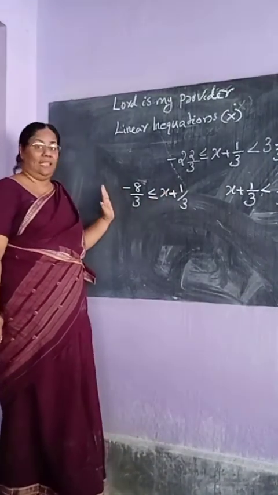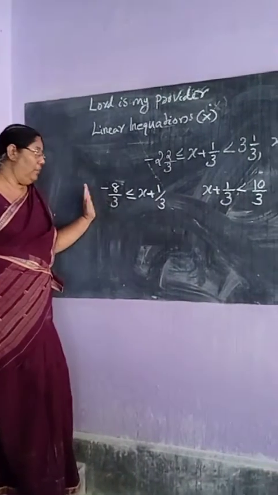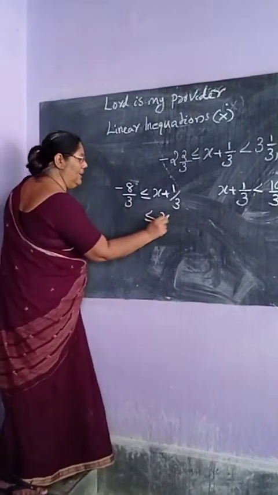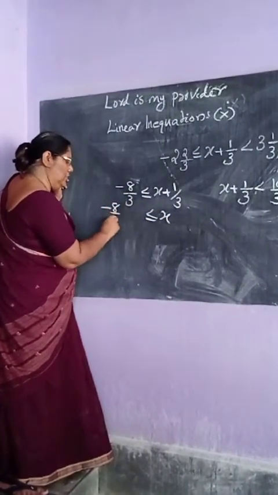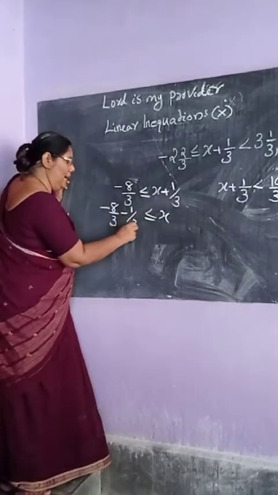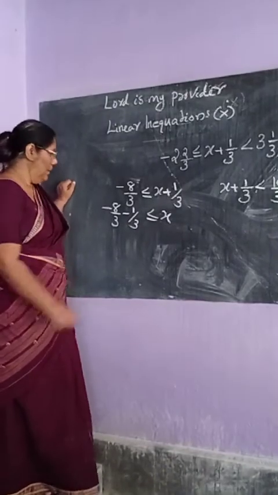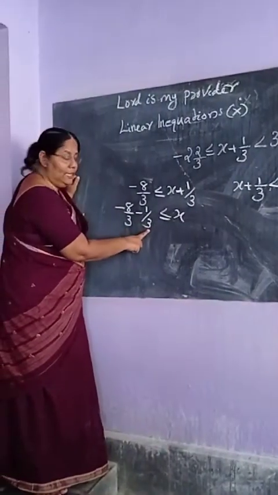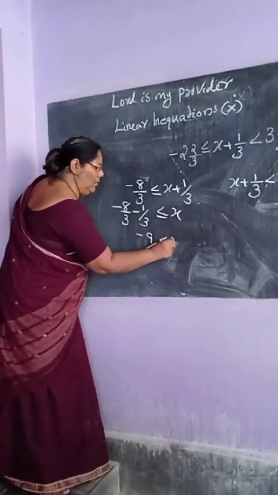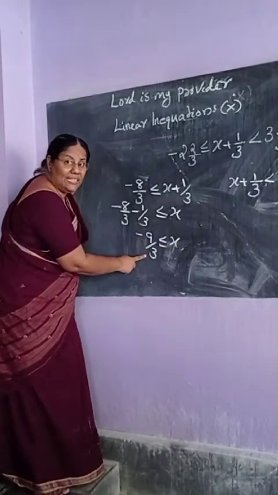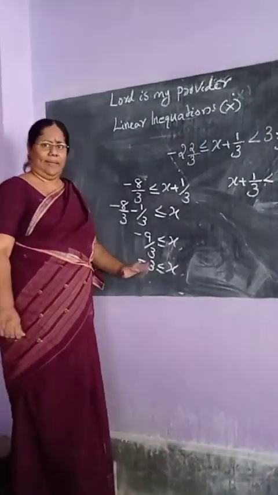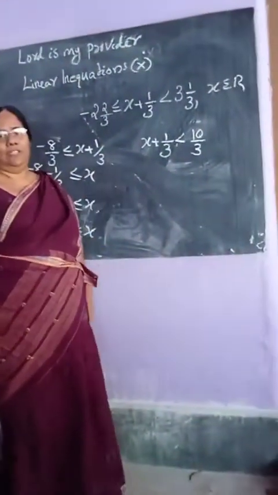Do not change x on this side. Understand? Therefore, always make x positive. Therefore, keep that x there. Minus 8 by 3 is in its first position. Then when you move this plus 1 by 3 to that side, it changes to minus 1 by 3. Then same denominator 3, minus 8 minus 1 is minus 9 by 3 less than or equal to x. What is minus 9 by 3? Say the answer. Minus 3 less than or equal to x. Keep that answer there. Then take the next part.